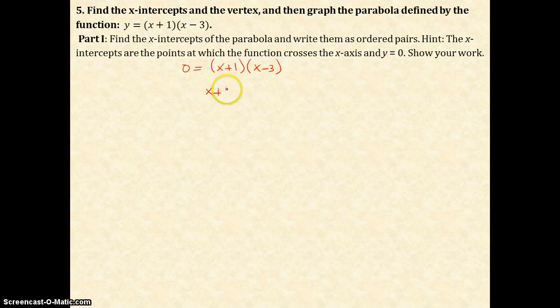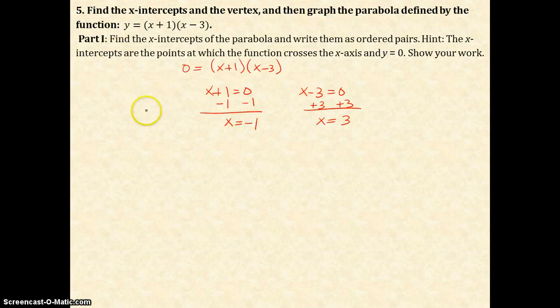So x plus 1 equals 0 will give us one solution. X minus 3 equals 0 will give us another solution. Subtract 1 from both sides here, and we get x equals negative 1. Add 3 to both sides here, and we get x equals 3. Remember, we made the y value 0 for each one of these, so this gives us 2 points. Negative 1, 0, and 3, 0.